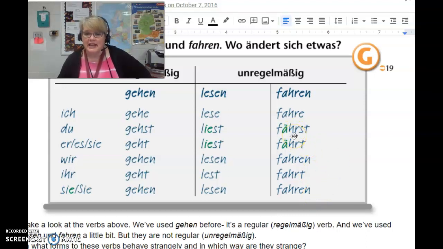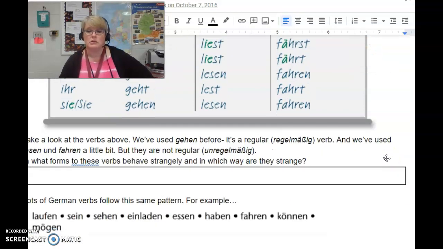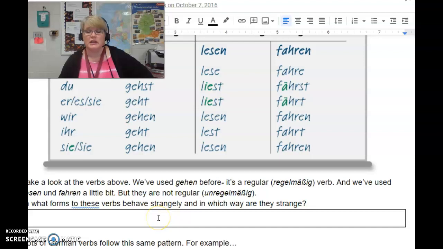Okay, so notice, guys, in the du form and the es form, my stem vowel changes. Stem, of course, again, is the part of the verb we take the en off and you're left with the stem. So that vowel, the A, E, I, O, or U, is going to change. And in this case, the A changes to an A with an umlaut. So you have to say du fährst with the umlaut, which is one of the reasons why it's really important. You got to pay attention to those umlauts. They pronounce differently.